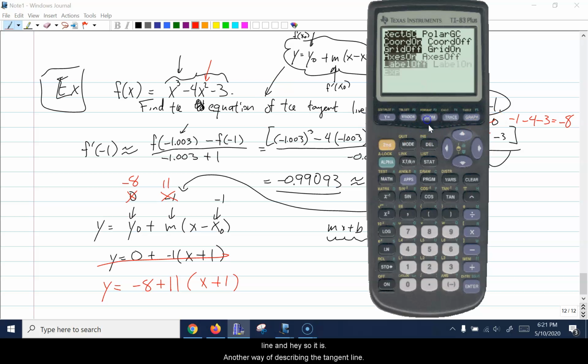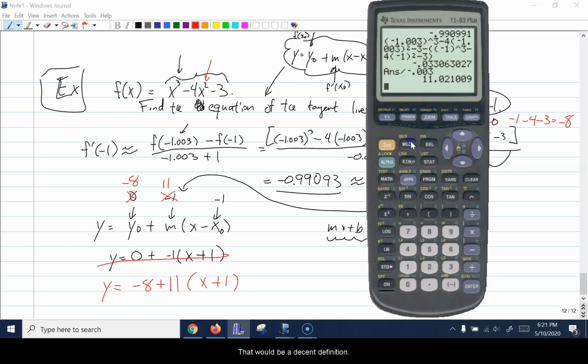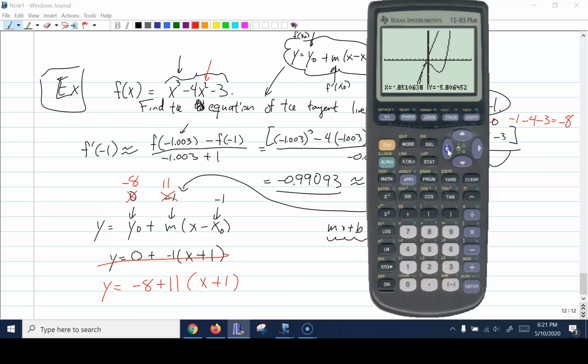Another way of describing the tangent line that would be a decent definition would be that it's the graph that, when you zoom in on that point, the more you zoom in, the more it looks like a straight line. The tangent line is that line that it looks like. Like here, I see the line is just grazing the curve.